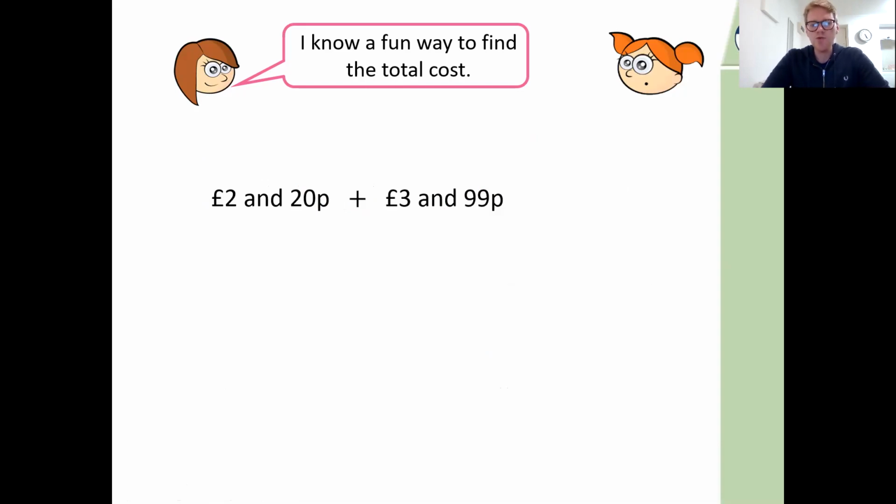For this one, I don't want you to just partition the pounds and the pence. So you're not only going to do £2 plus £3 and then 99p plus 20p. Although that would get you the right answer, there is an easier way. We're going to add a penny on to £3.99. What would that make it? That's right, £4. And because we've added on a penny for this side, we can take off a penny for this side. So what is £2.20 minus 1 penny?